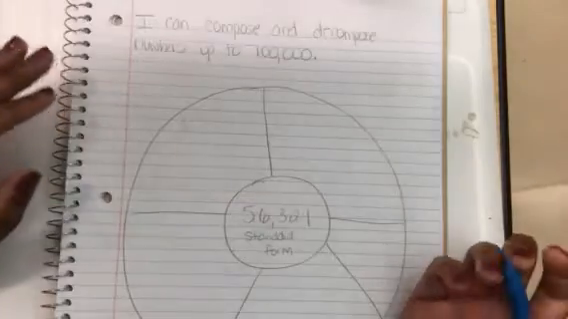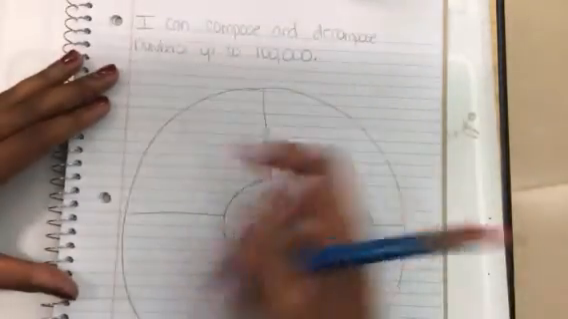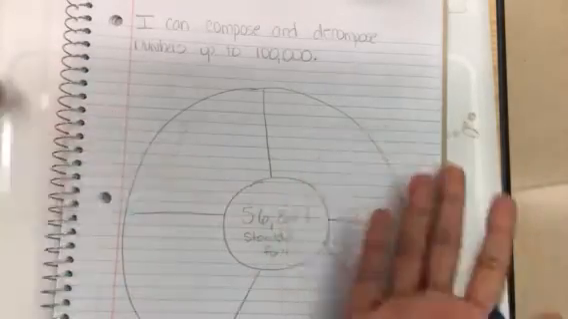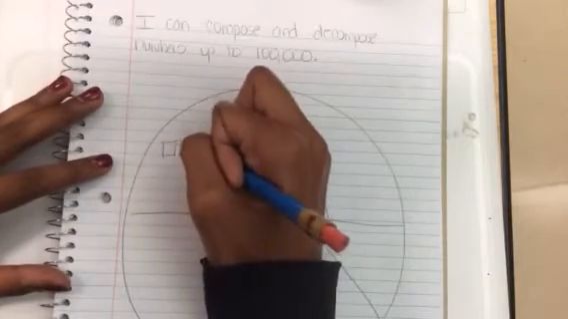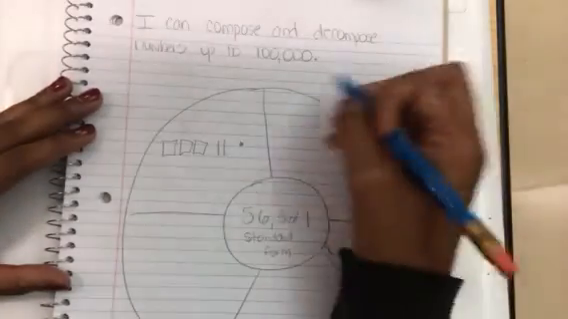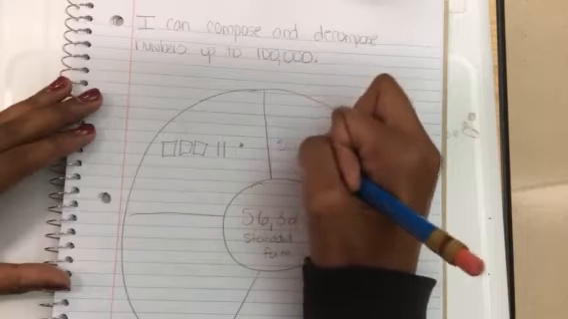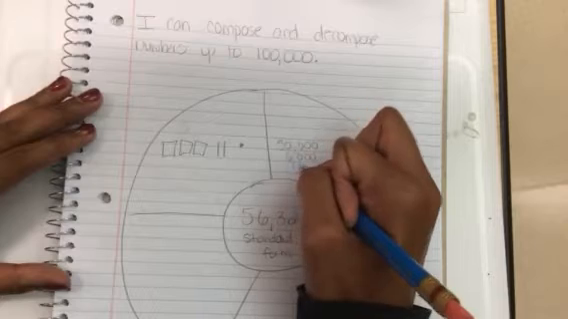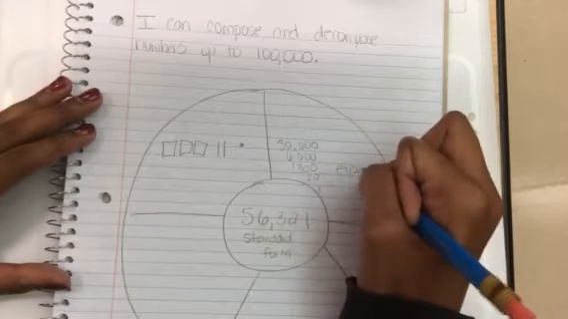Another way that the children may have to decompose or compose a number is through base 10 blocks. Now with 56,021, of course you can't draw base 10 blocks, but say for instance the number is 321, they would say 3 hundreds, 2 tens, 1 unit. Another way is through expanded form, which would be 50,000 plus 6,000 plus 300 plus 20 plus 1, and that is called expanded form.